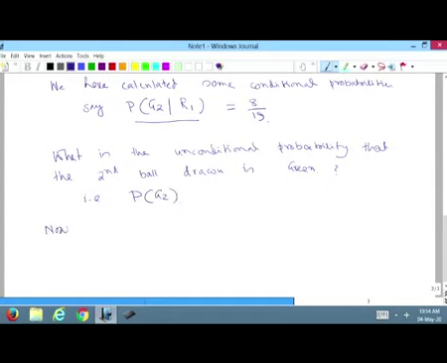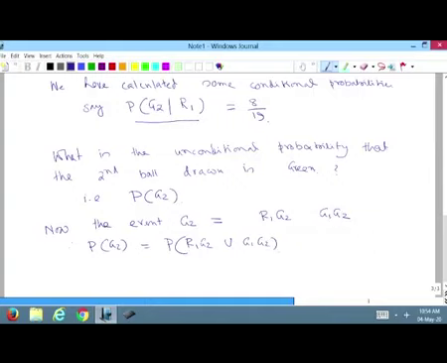Now, the event G2 is actually a union of two events. First ball is red and second ball is green, union, first ball is green and the second ball is green. Therefore, the probability of G2 is equal to the probability of R1 G2 union G1 G2. So, let us compute this.